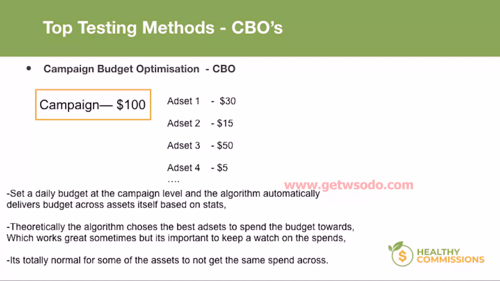It's totally normal for the ad sets and the assets to not get the same spend across all of them. For example, let's say we launch this CBO at $100 a day. After the first day, we look at the spends, right? We can see ad set 1 has spent 30, ad set 2 has spent 15, ad set 3 has spent 50, ad set 4 has spent 5. This is just the algorithm distributing the budget across all ad sets in different amounts to what it sees will be the most beneficial.